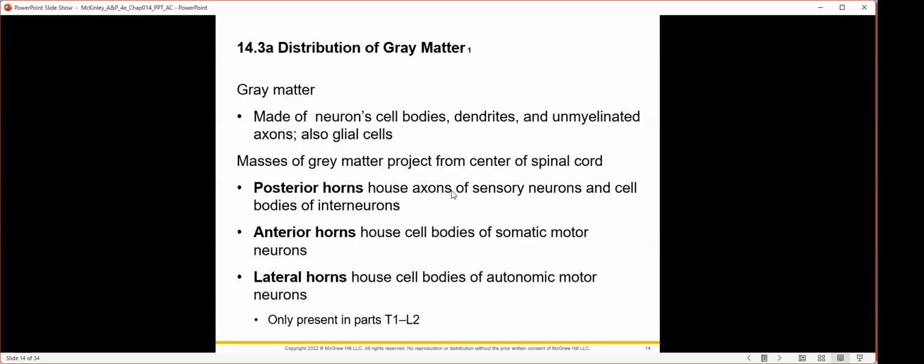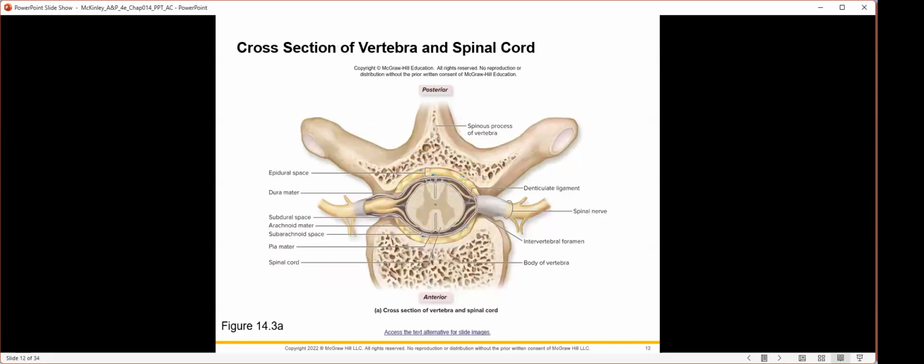So within our spinal cord, we have these horns, which are making up gray matter. What's interesting about gray matter in the spinal cord is it's not like in the brain where it sits on the outside in the cortex. It actually sits in the center of the spinal cord, which you can see in these pictures, right? So we can see gray matter on the inside and white matter on the outside. This is the opposite of the brain.